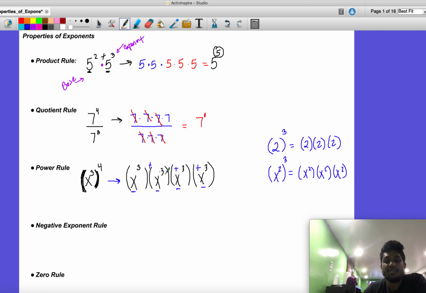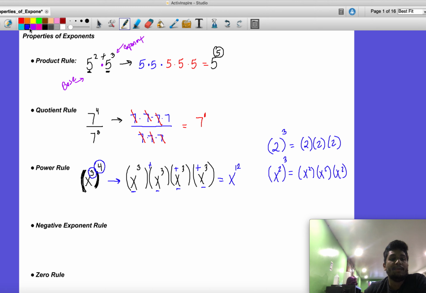So this would be 3 plus 3 plus 3 plus 3, and we have x, which is our base, to the 12th power. And now, going back to what we started off with and where we left off, we can see the connection, and that connection is simply 3 times 4. So when we have a power raised to another power, and it's often going to look like this in parentheses, then we can simply multiply them, 3 times 4 to get 12.